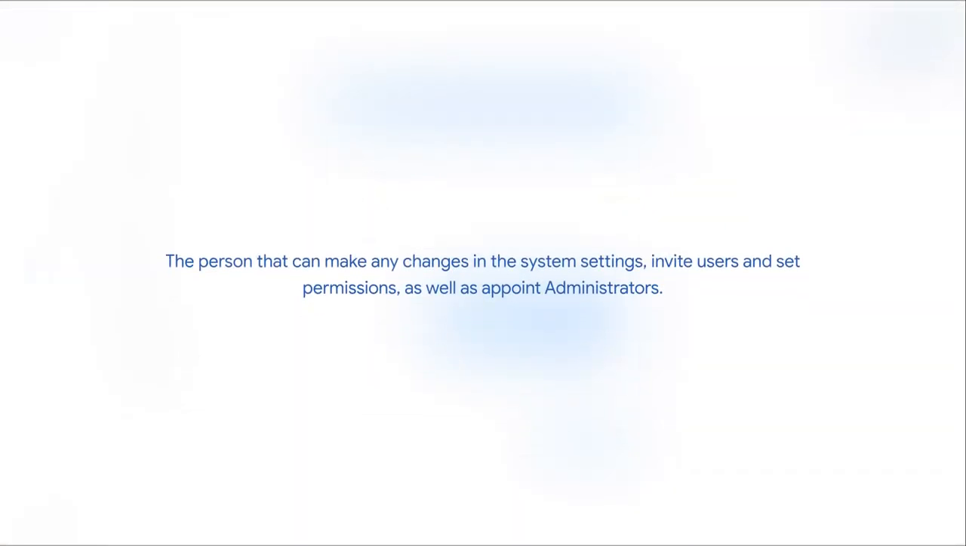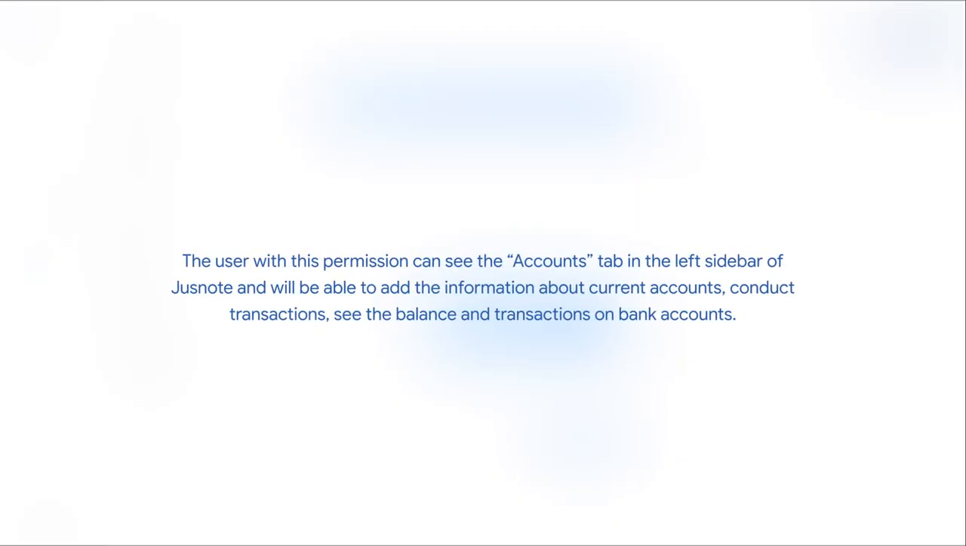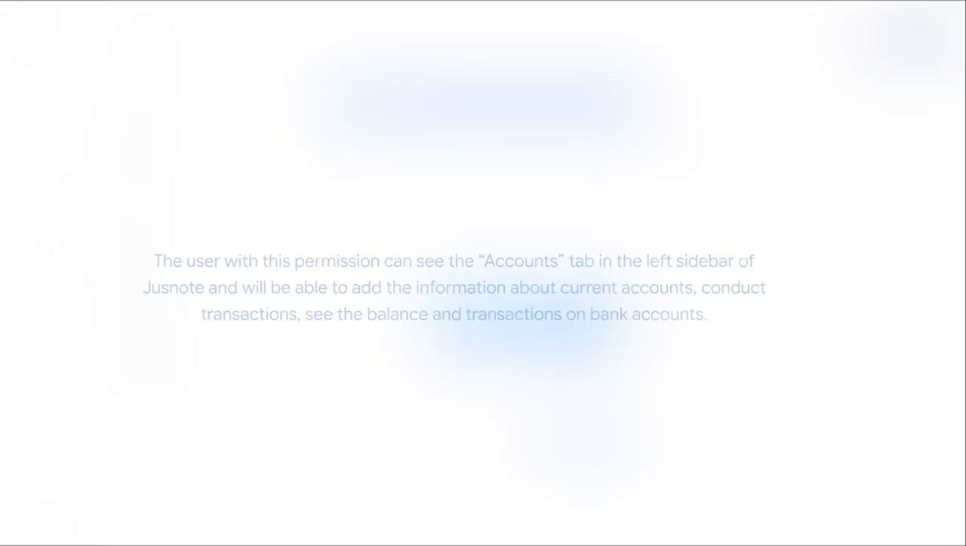Administrator is the person that can make any changes in the system settings, invite users and set permissions, as well as appoint new administrators. Bank accounts. The user with this permission can see the Accounts tab in the left sidebar of Jusnote and will be able to add the information about current accounts, conduct transactions, see the balance and transactions on bank accounts.